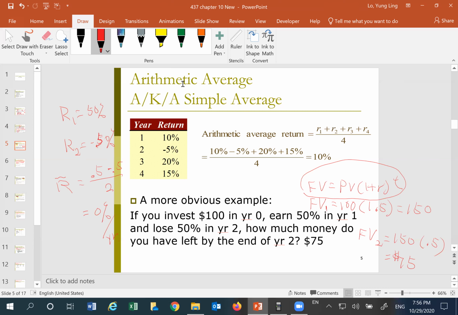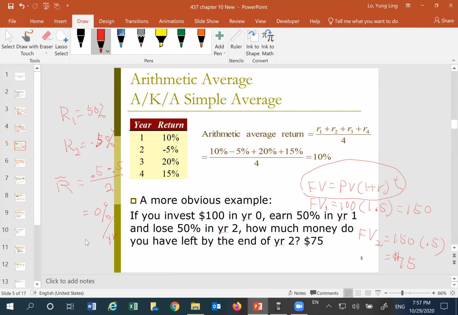To be even more precise, it inflates your wealth change and makes you look better than what you're actually doing in reality, right? In this case, in reality, you have lost a total of 25% of your initial investment, but arithmetic average tells you 0% per year times 2 years, you have not lost anything at all, okay?